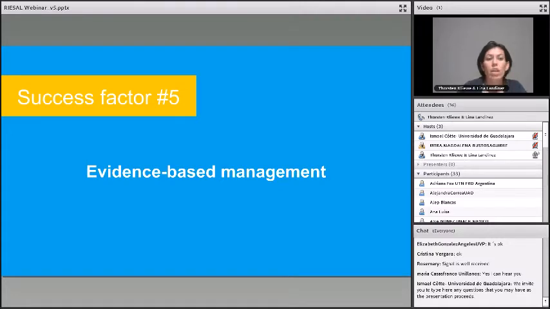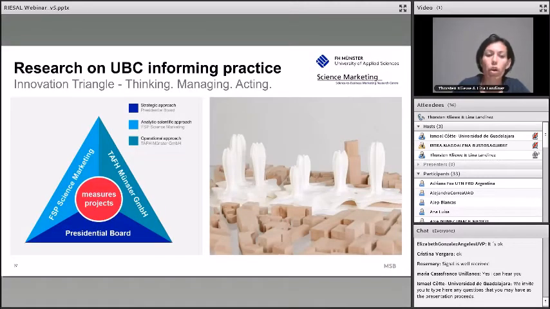Success factor number five, evidence-based management. As Thorsten mentioned at the beginning, we are a research center and we focus our research on UBC, entrepreneurship, innovation. And we not only create knowledge on these topics, but we also apply that in our university and our region. So we are very lucky to have this innovation triangle as the way that we operate.